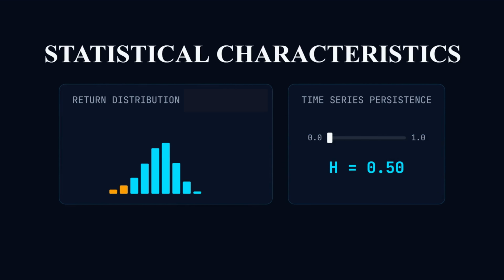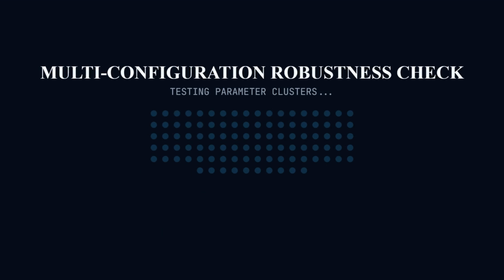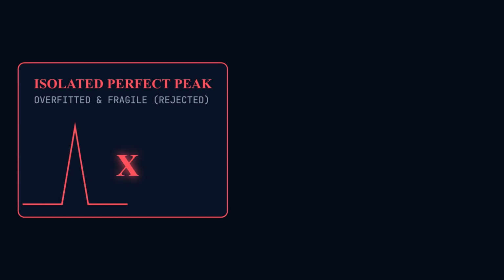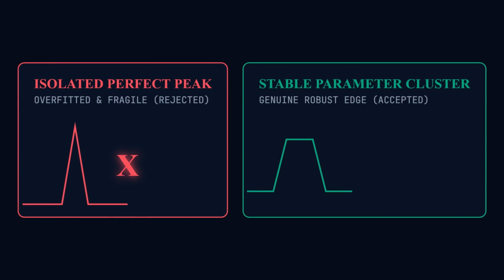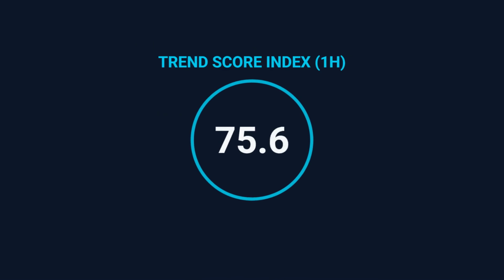Beyond that, additional characteristics also contribute to the overall evaluation. I look at the statistical distribution of returns, the persistence of the time series, and multiple robustness checks. Robustness is especially important to me because I do not want results that only work under one perfect configuration. I want to know whether the market still exhibits the same characteristics when I slightly change certain parameters. A robust market should not completely lose its identity just because a threshold changes a little. Once all these metrics are calculated, they are combined into a final score.